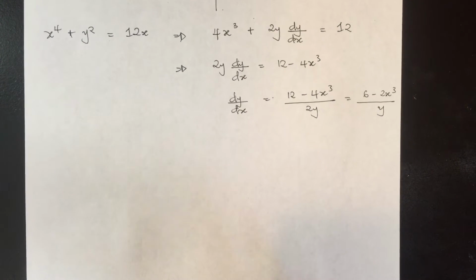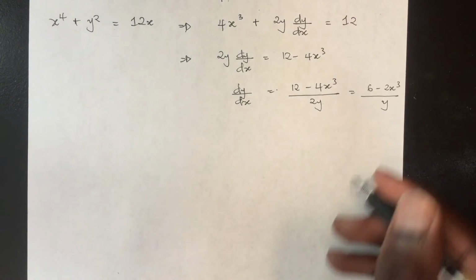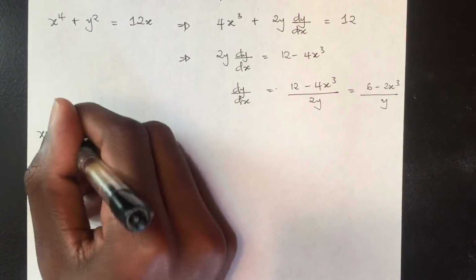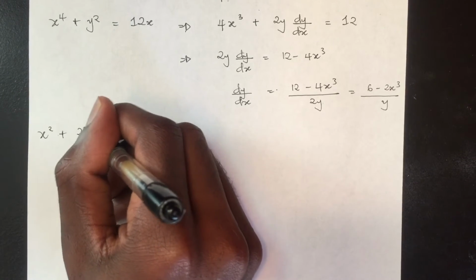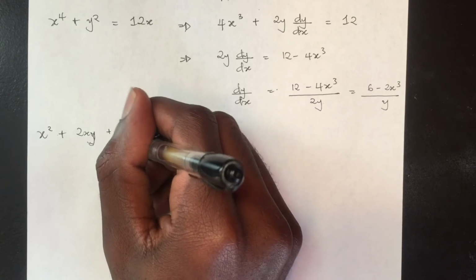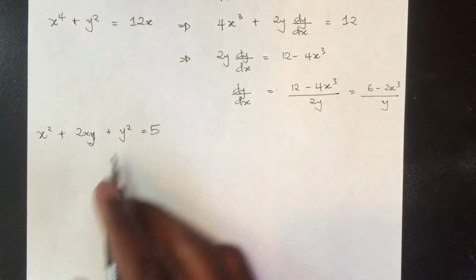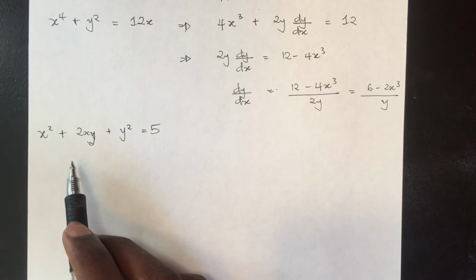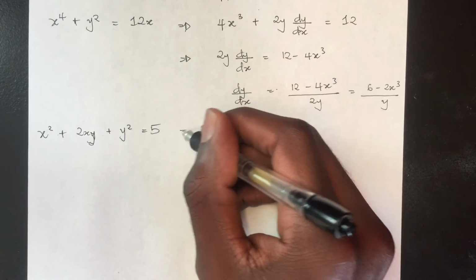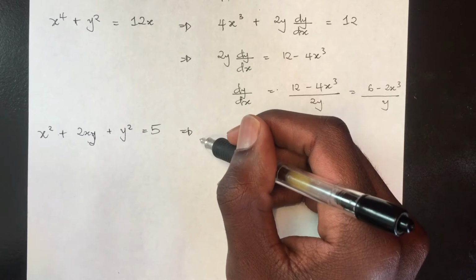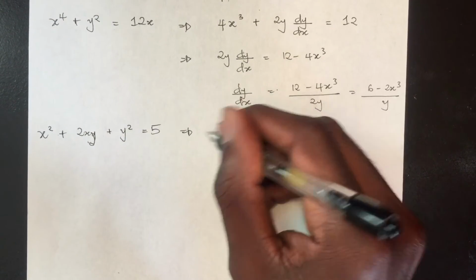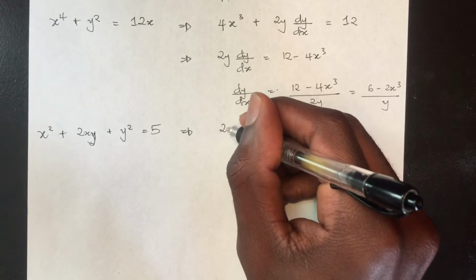Moving on, let's solve a different example, a little more complicated. This example will be x squared plus 2xy plus y squared equals 5. And this is a single variable implicit equation, all right? So the first step basically is to differentiate this equation. And if we differentiate x squared, we're going to get 2x.